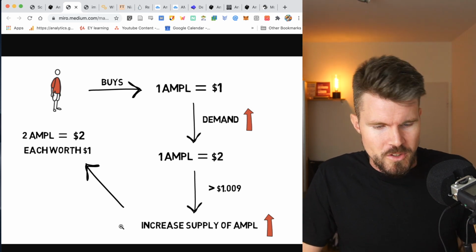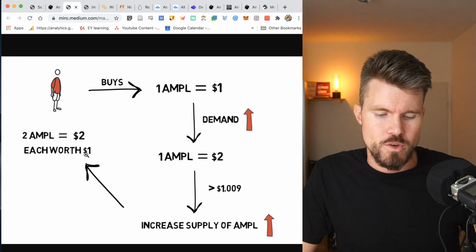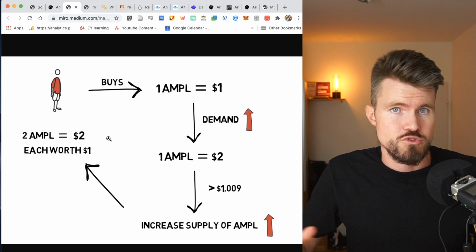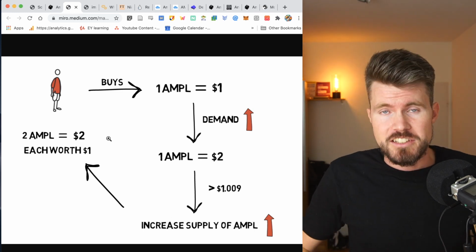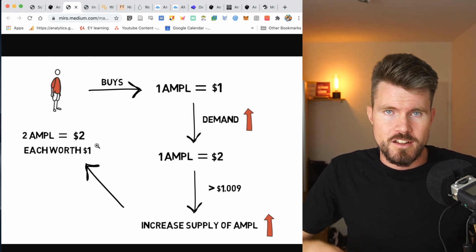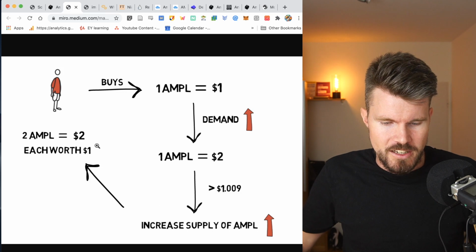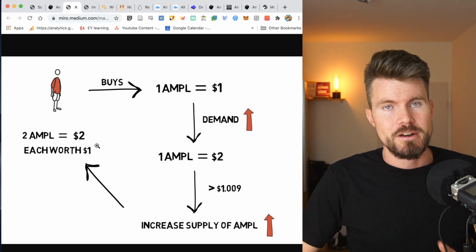In this case, it would double. That means Trader Bob has two AMPLs worth $1 each. And since a lot of traders now have a lot more AMPLs, what they will do is they will sell their AMPLs, and this will bring the price back down to $1 because of a lot more coins in the circulating supply. So this is the basic example of how AMPLEFORTH elastic supply works.